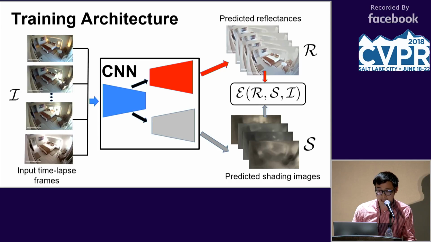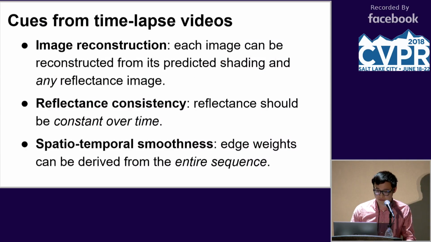The key to our approach is our neural loss or energy function, shown on the right as E. We formulate this energy function as a continuous densely connected conditional random field over the entire set of reflectance and shading images. In our energy function, we can take advantage of the actual cues from time-lapse image sequences as implicit signal for learning. More specifically, first, we have an image reconstruction loss, which encodes the constraint that every image in a sequence can be reconstructed from its predicted shading image and any reflectance image in the sequence.